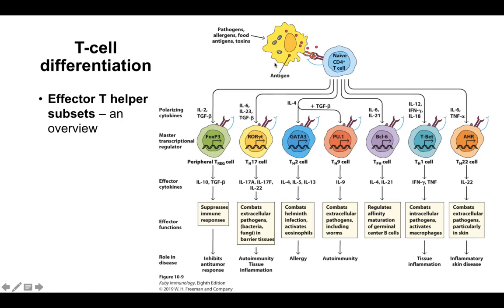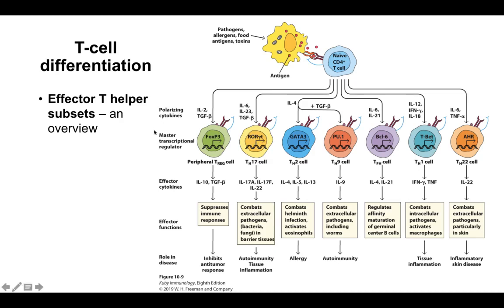If you have cytokines that are made that are pro-inflammatory and trying to get rid of an extracellular pathogen, you will have IL-6, IL-23, and TGF-beta promoting a Th17 cell, which makes IL-17 and IL-22. And the transcription factor in these cells that's predominant is ROR gamma T.